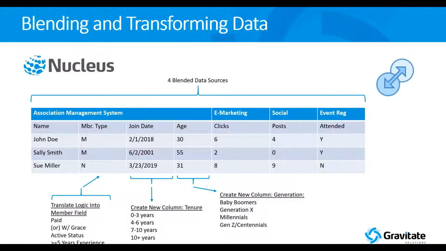A little bit more on the blending. This is what the processing pipeline does. It takes data from whatever source systems you want. In this particular example, I have 4: the association management system, e-marketing, social, and obviously an event registration system. And it brings all that data together so that you can sort and filter all the data by all these different types of information. We also transpose some of the data by making it easier to use, such as taking the age of somebody and turning it into generations, which makes that a very easy filter to access.